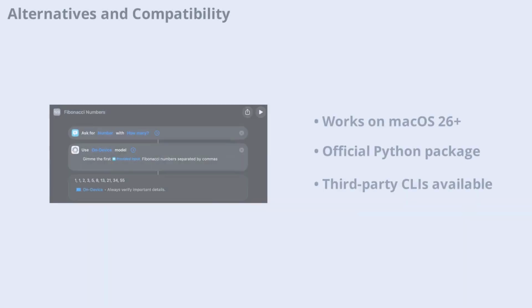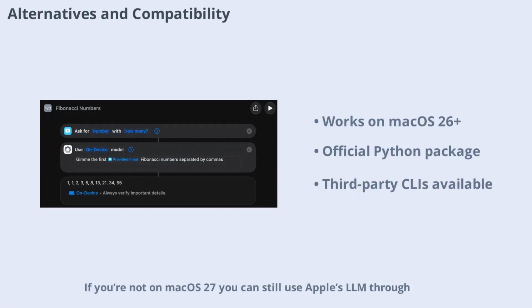If you're not on macOS 27, you can still use Apple's LLM through the official Python package or community CLIs. These tools work on macOS 26 and above, offering similar capabilities. Once you upgrade to macOS 27, the native FM command makes most third-party tools redundant. This compatibility ensures that more users can benefit from Apple's AI, regardless of their system version.